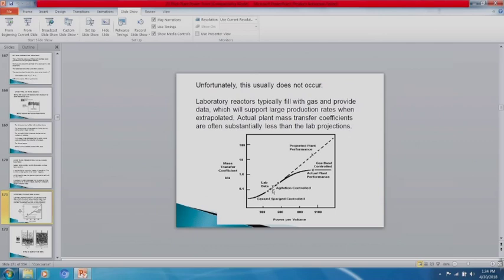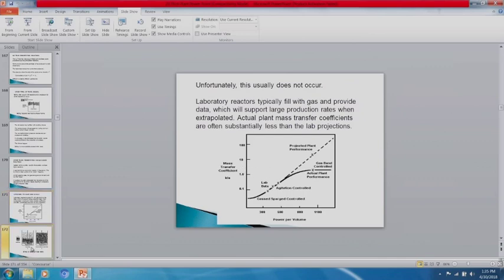Here you have lab experiments that were done. This over here is the KLA. That's sort of a performance index. And this is the power per volume type of item that people often use to correlate mass transfer. And the lab data was down in here. So this is down around 300 or 400 units. They projected straight on up, and projected a production of around 10 or 12, whereas the actual production was about 2.